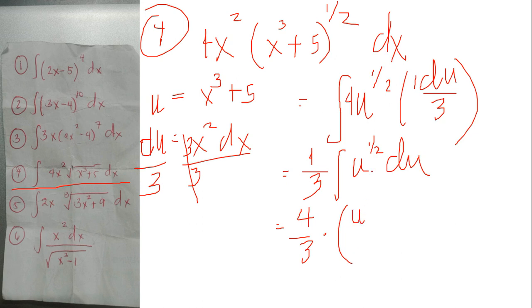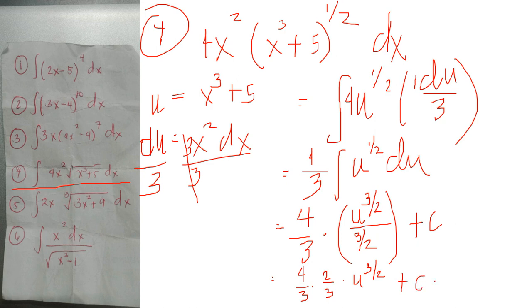U 1/2 plus 1 is 3 all over 2. Tapos, 3 all over 2, tapos plus C. Yung 1/2, pang plus 1 kayo, ha? So, kaya 3 all over 2 yan. Next, reciprocal natin. So, 4/3 times 2/3. Tapos, yung u, 3 raised to 2 plus c. So, ano yung sagot dito? 8 all over 9. Very good. Is 8 all over 9. Ano yung u natin? X cube plus 5 raised to 3 all over 2 plus c.